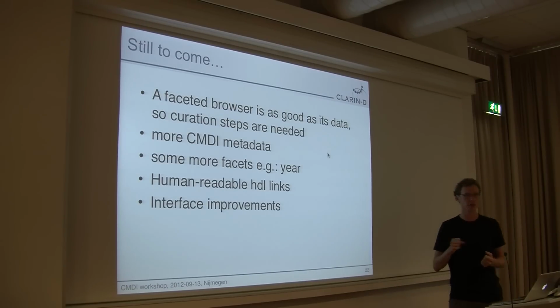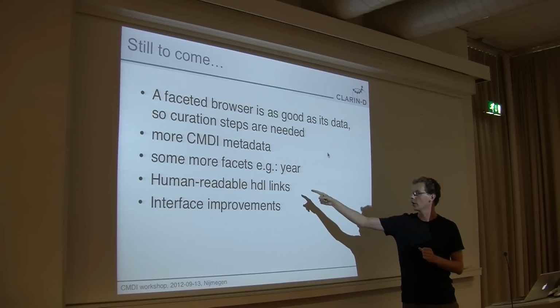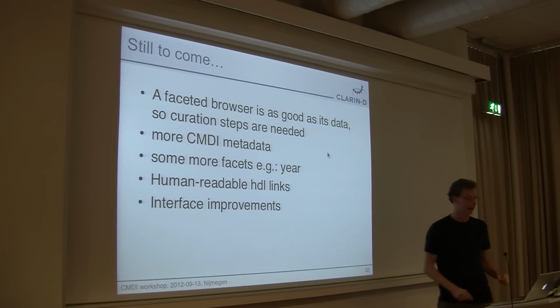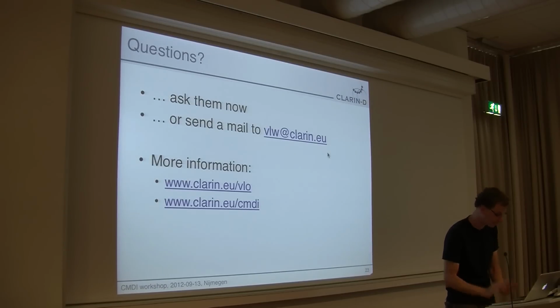Human readable handling. So right now you've seen that the persistent identifiers were often a bit cryptic. One of the future additions to the VLO will be the possibility to see what really the file name is to which there is reference, even when you are using a persistent identifier. And then there are also general interface improvements in the planning.